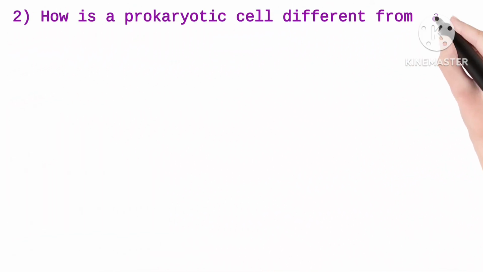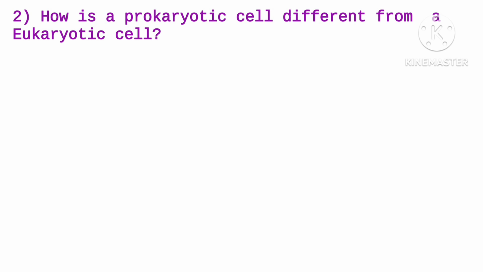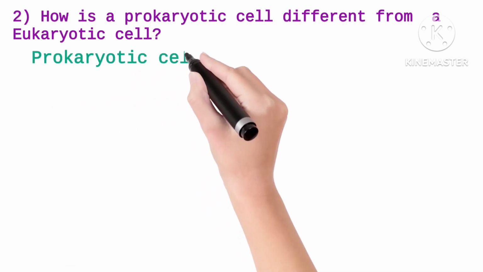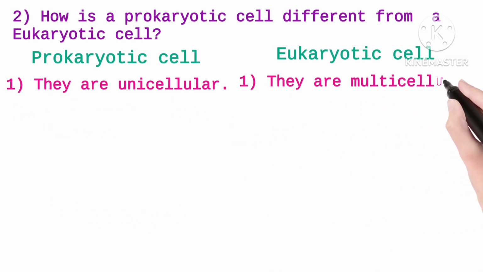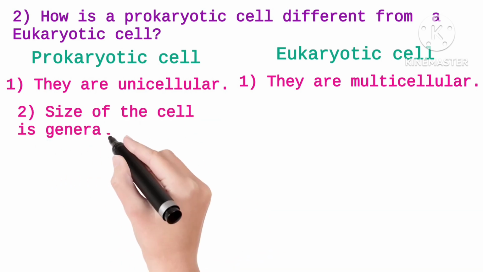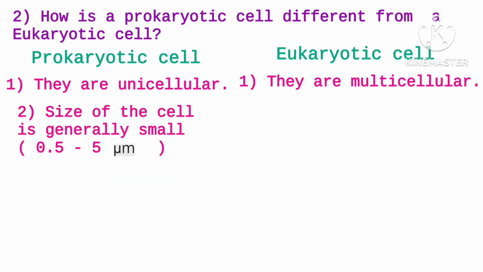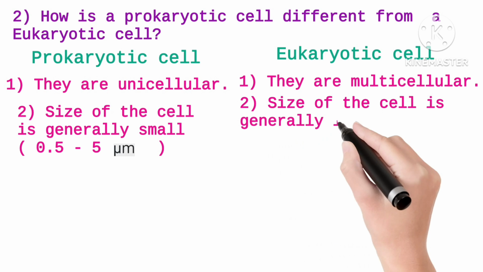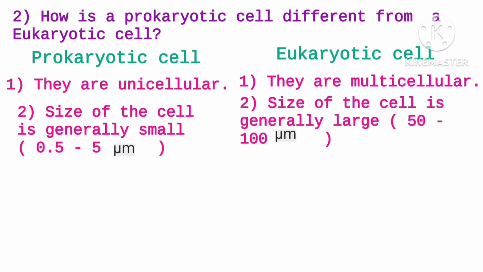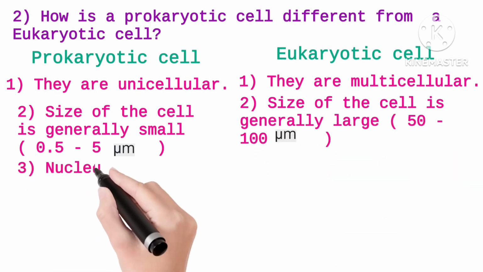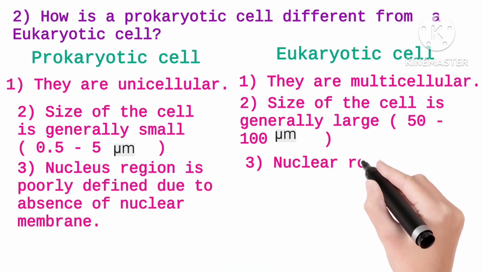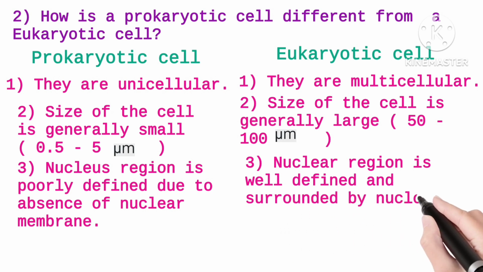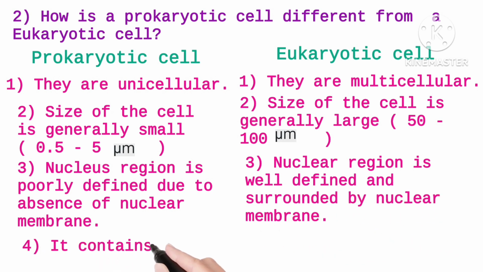How is a prokaryotic cell different from a eukaryotic cell? The differences between prokaryotic and eukaryotic cells are: prokaryotic cells are unicellular, eukaryotic cells are multicellular. Size of a prokaryotic cell is generally small, 0.5 to 5 micrometer. Size of the eukaryotic cell is large, 50 to 100 micrometer. Nuclear region is poorly defined due to the absence of nuclear membrane in prokaryotes, and nuclear region is well defined and surrounded by nuclear membrane in eukaryotes.